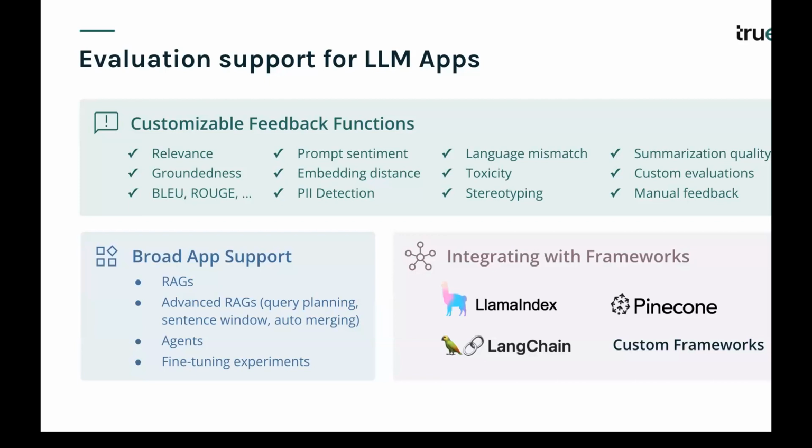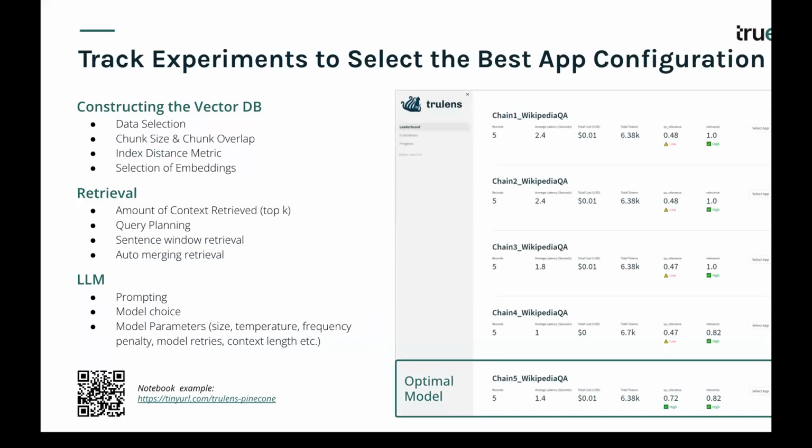Given how quickly the ecosystem is changing, we want to make sure that whatever you're experimenting with might not be what you end up using. For example, if you use ranking one moment, a different index the next moment, you want to make sure that whatever eval mechanism you have does support all of this. And finally, as we say, tracking the experiments to select the best configuration.